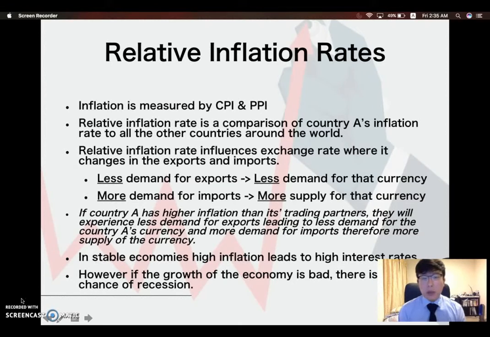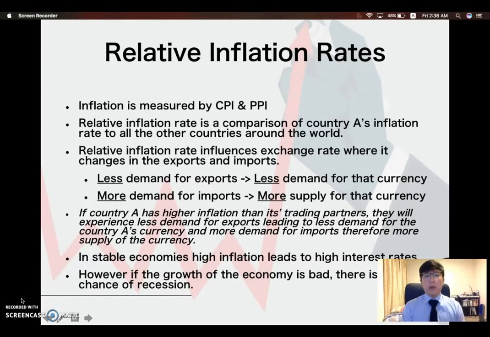So inflation is measured by CPI, the Consumer Price Index, which is a measure of the purchasing power of baskets of goods and services in terms of prices during the same period in the previous year, and PPI, the producer price index. It measures the average change over time in selling prices received by domestic producers for their output. So relative inflation rate is a comparison of country A's inflation rate to country B and to other countries around the world.